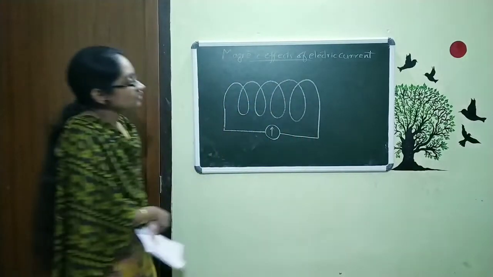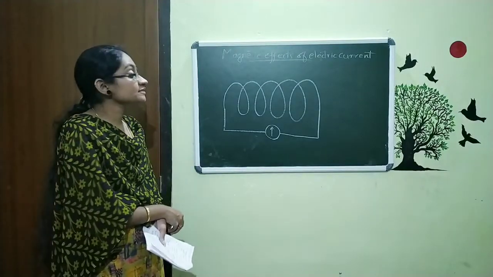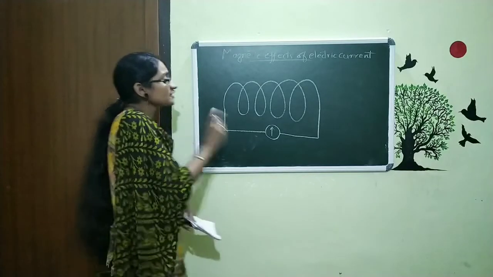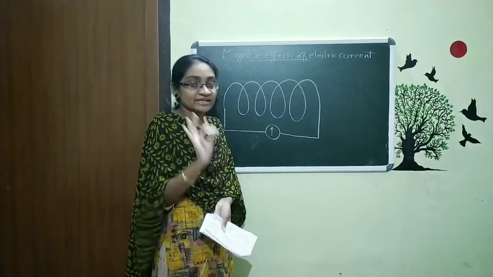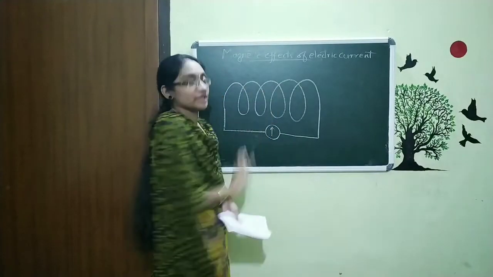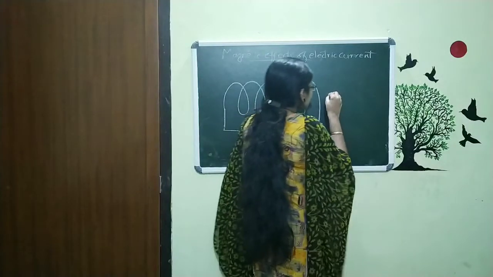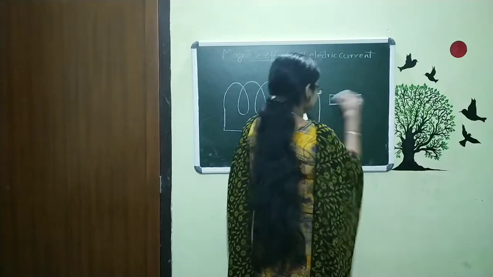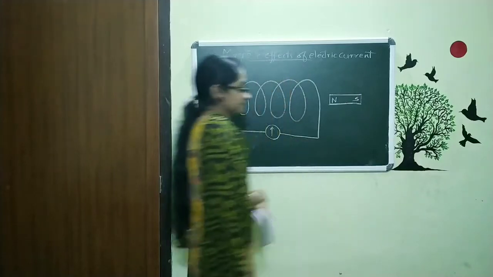And we are not connecting any type of battery or electric source in this solenoid. This is one solenoid and we are connecting one galvanometer here. Only we are connecting a galvanometer and a coil, and this coil has a number of turns. Then I am placing here one bar magnet. This is north and this is south.